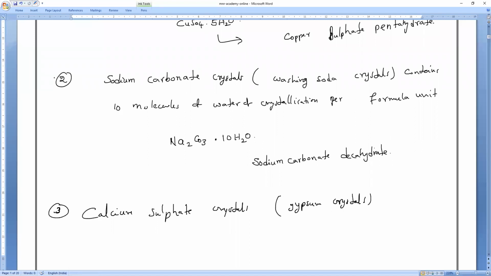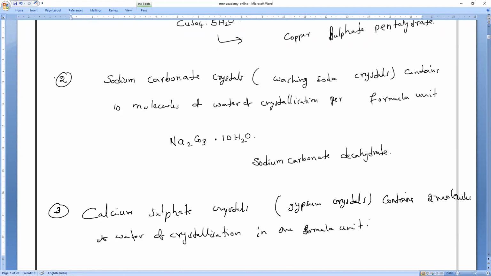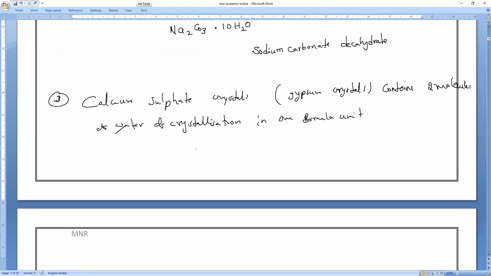So gypsum crystals contain how many molecules of water? All of you. 2 molecules. Two molecules of water of crystallization in one formula unit. That is what you have to remember. So what is the gypsum formula? Everybody. CaSO4.2H2O.